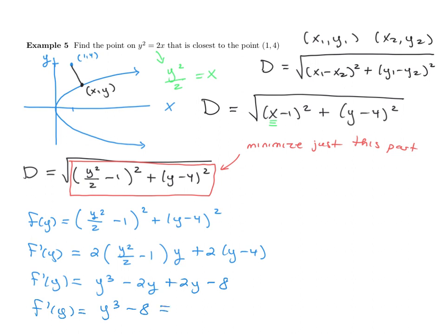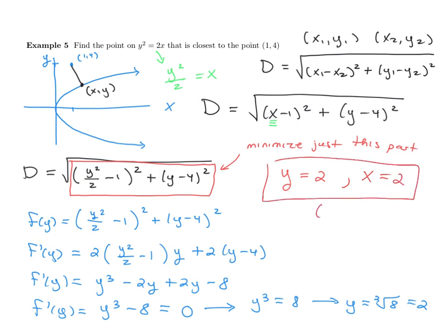And this is the thing that we're going to set equal to 0 to solve for the critical numbers. This turns out to be a very easy equation to solve. Where is y cubed equal to 8? If you take the cube root of both sides, the cube root of 8 is equal to 2. So here, y must be equal to 2. And if y is 2, you can solve for x. 2 squared is 4, and 4 over 2 is actually also 2.